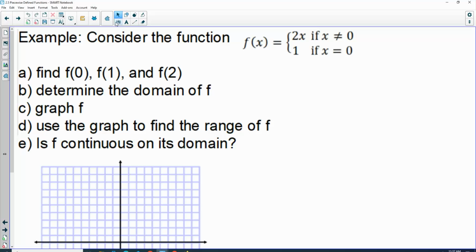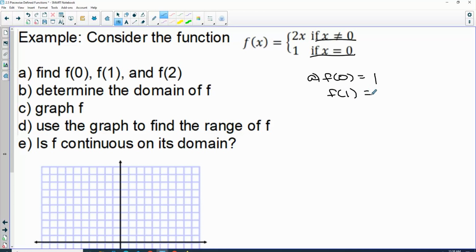As a refresher, if I want to evaluate these without graphing, how do we find f of 0? We have to decide, does it go into the first piece or the second piece? We use the first one if x is not 0, and the second one if x is 0. So we do the second one and we just get out 1.